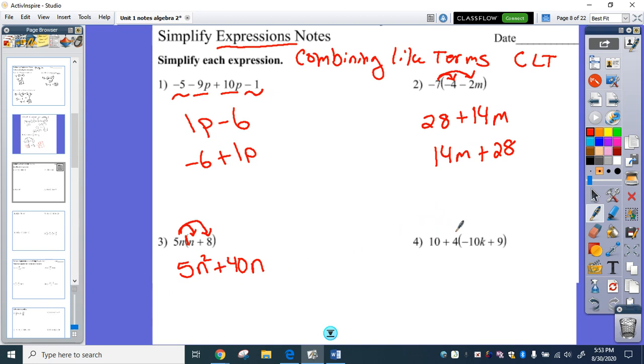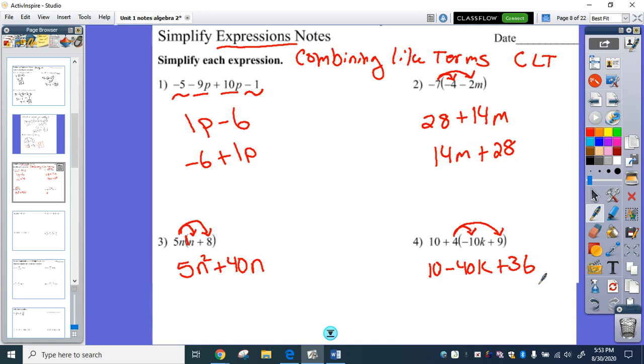For number 4, we're going to keep the 10, and we're going to distribute. And actually, I need to go back here because I accidentally put that plus sign where it did not belong. And the reason we don't want to use that is because when we do a positive 4 times a negative 10k, we're going to get a negative 40k. So we want to make sure we switch that sign early. And then 4 times 9, we get a positive 36.